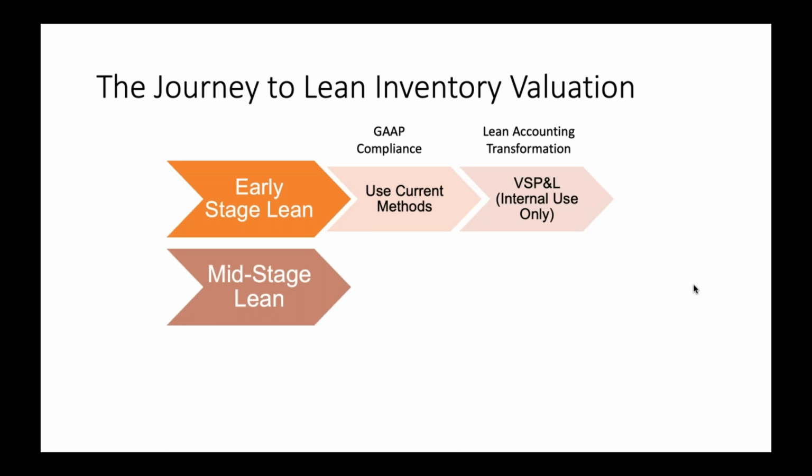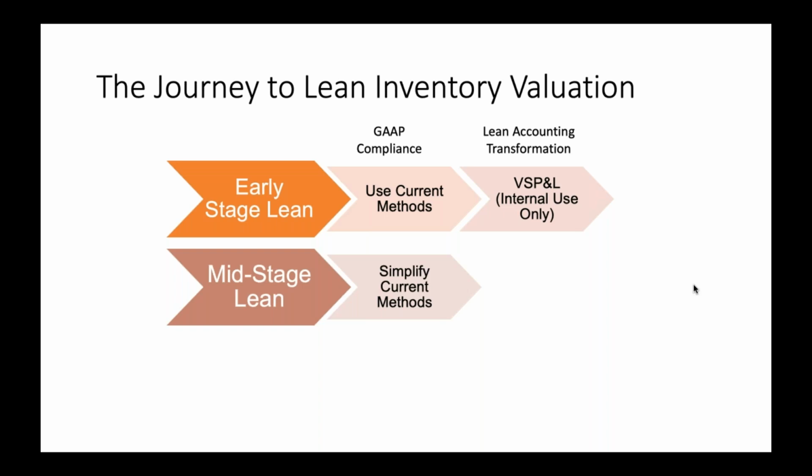Mid-stage lean. Now, some of you may be asking, what is mid-stage lean? Well, are you starting to achieve a level of inventory reduction? Are your performance measures improving? Are lean practices, methods, and tools deployed throughout operations? Begin to simplify your current methods. And what I mean by that is, let's say you're using a product costing system with labor rates and overhead rates. Reduce the number of labor rates. Reduce the number of overhead rates. That's simplification.